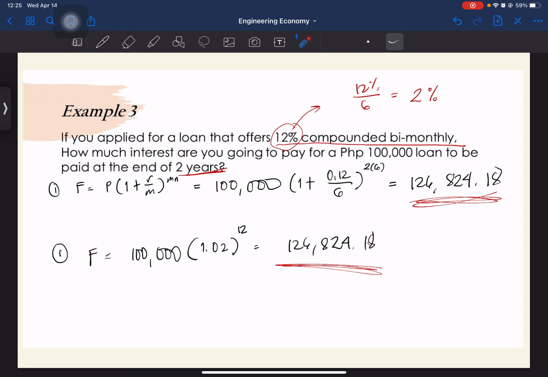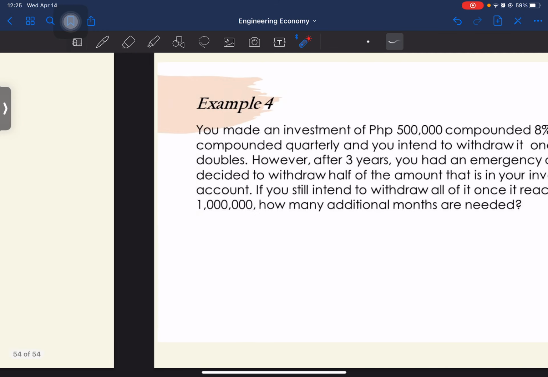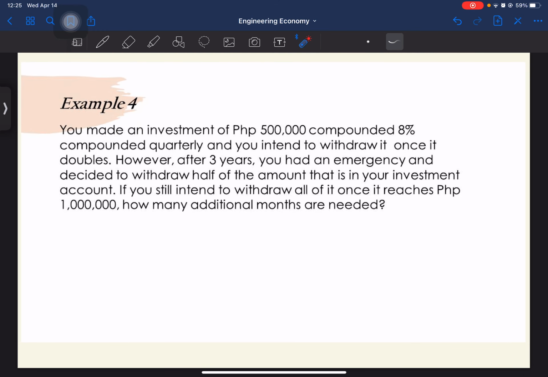Okay? So, that's it. And for the last example, you made an investment of 500,000 pesos, compounded 8% quarterly, parang doble yun and you intend to withdraw it once it doubles. So, however, after 3 years, you had an emergency and decided to withdraw half of the amount that is in your investment account. So, if you still intend to withdraw all of it once it reaches 1 million pesos, how many additional months are needed? O how many additional months are, kung ano yung nadagdag na buwan? Okay?